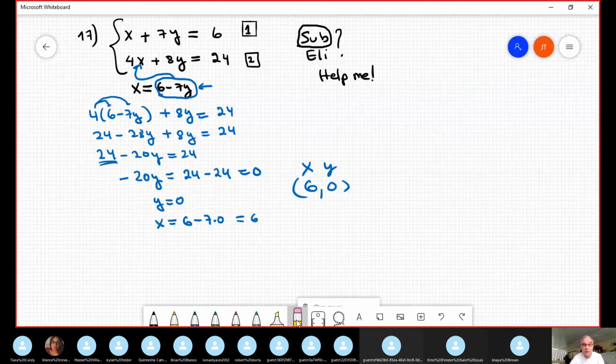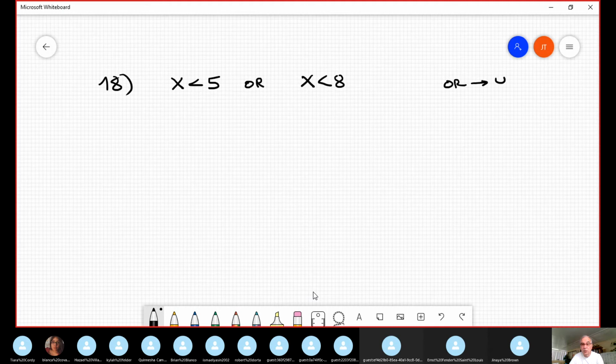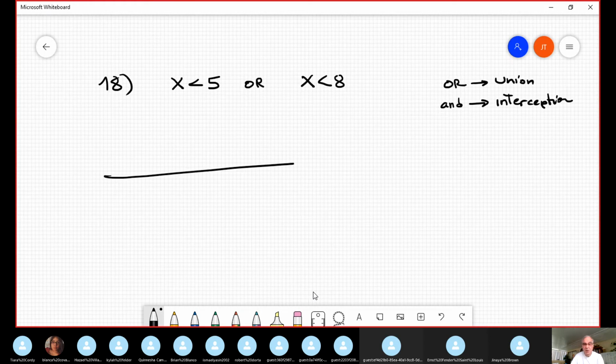18 is a compound inequality, but an easy compound inequality. 18 is x less than 5 or x less than 8. Remember, in a compound inequality we have the possibility of AND or OR, and you need to understand the differences very well. OR is union, put together without repetition. And AND is intersection. Intersection means common elements. But it's okay.